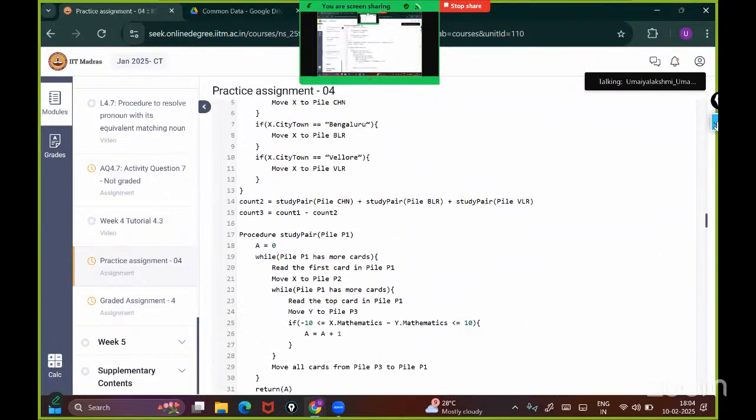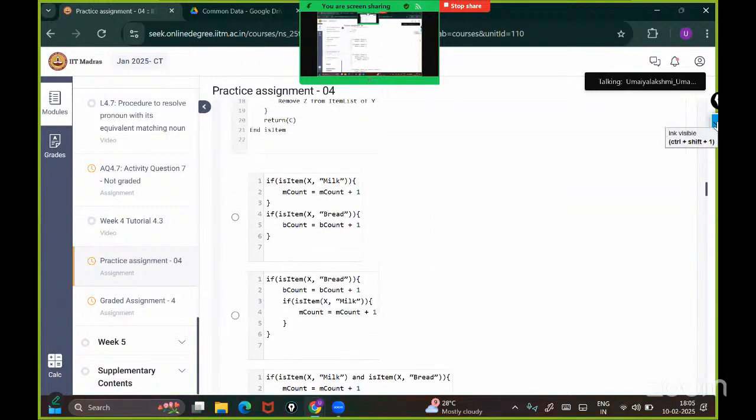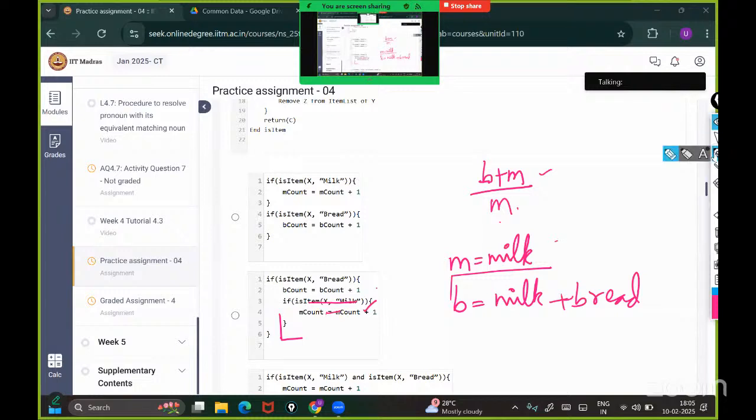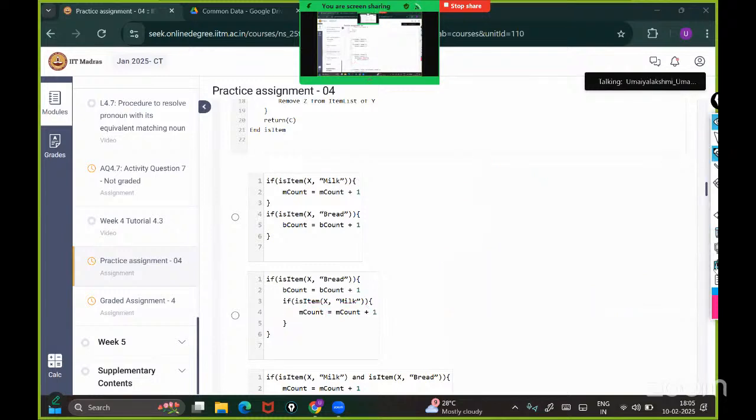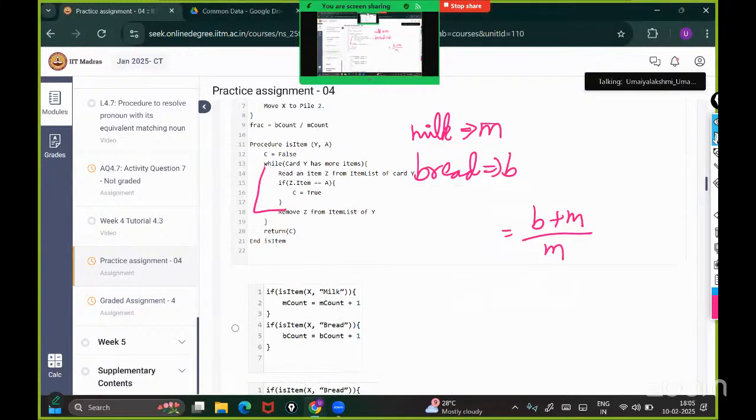Yeah. The thing is, one minute, I'll show you. Okay. So in the first option, what is given? Here they are taking the milk count. Milk count is taken in M and bread count is taken in B. But what does it have to be? It has to be bread plus milk divided by milk. Will this condition satisfy this? Because the next condition is fraction is equal to B count by M count. But actually, what is the B count storing? Only the bread. But it has to be the combination of both. So that's why it's not that option.